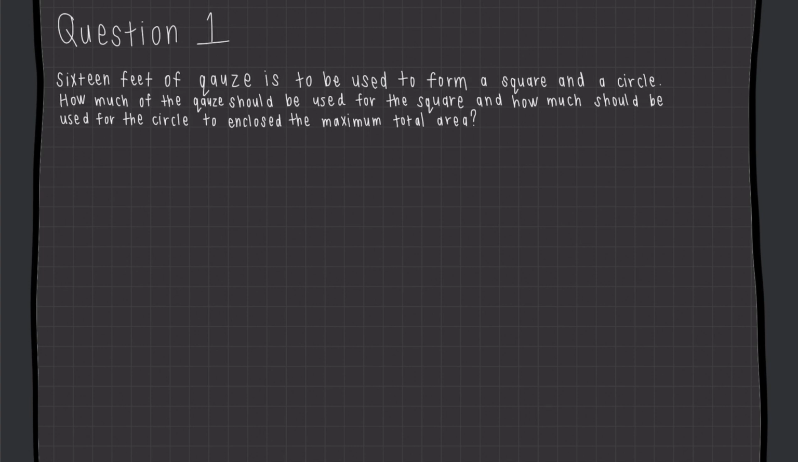16 feet of wire is to be used to form a square and a circle. How much of the wire should be used for the square and how much should be used for the circle to enclose the maximum total area?